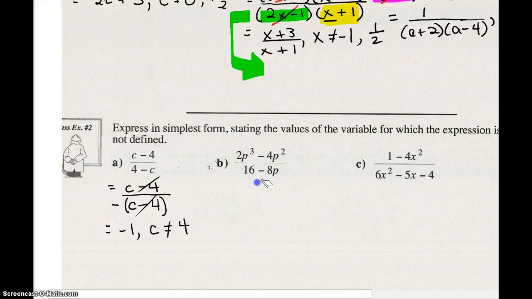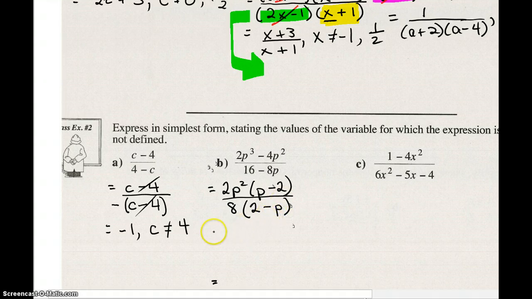All right, this next one. A couple of little things on this one. Let's go ahead and find the common factor. Again, this is always something you need to do first. Pull out a 2p squared. If I do that, what am I left with? A p minus 2. And then on the bottom, I'm going to pull out the 8, and I'm going to be left with a 2 minus p.